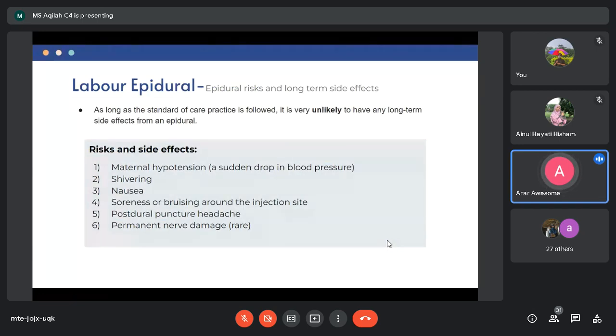So there are epidural risks and long-term side effects. But when we follow all the standard procedures, these side effects are very unlikely to occur. Some other risks to the patient: the patient can have maternal hypotension, which is a drop in blood pressure, shivering, nausea, and soreness or bruising around the injection site, postdural puncture headache, and also permanent nerve damage, which is a very rare complication in labor epidural.